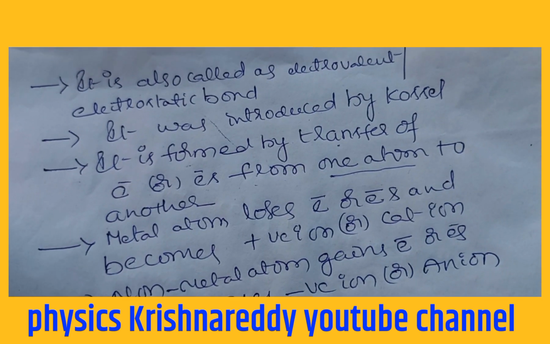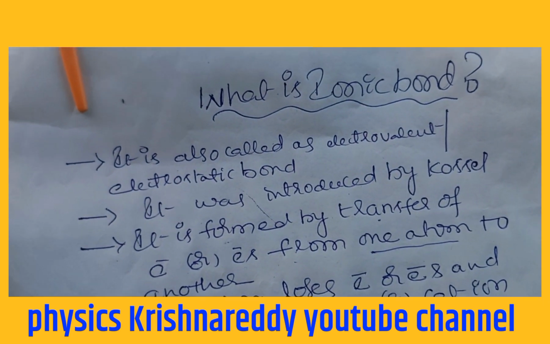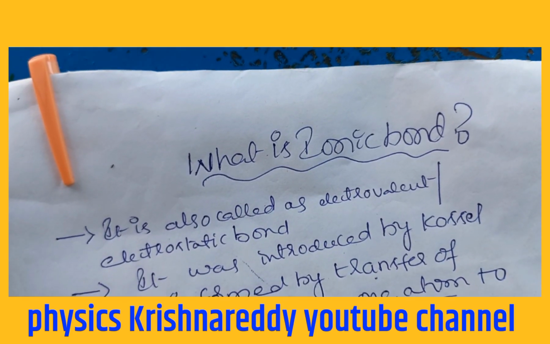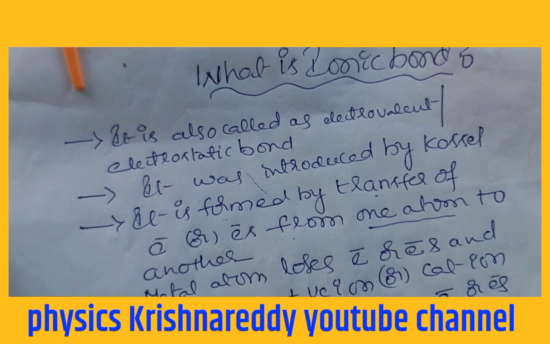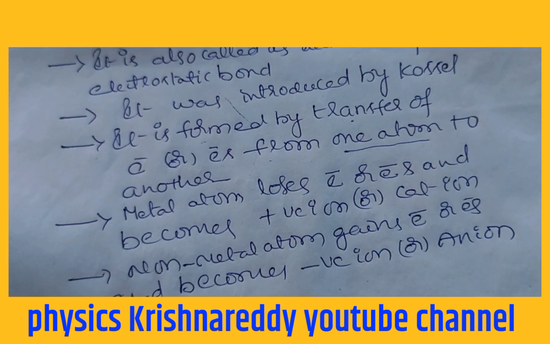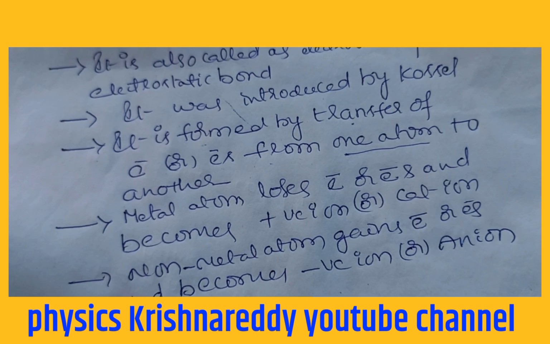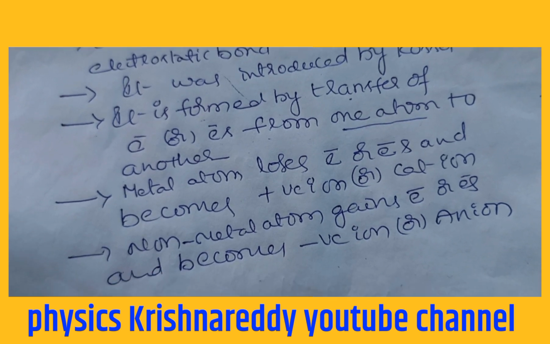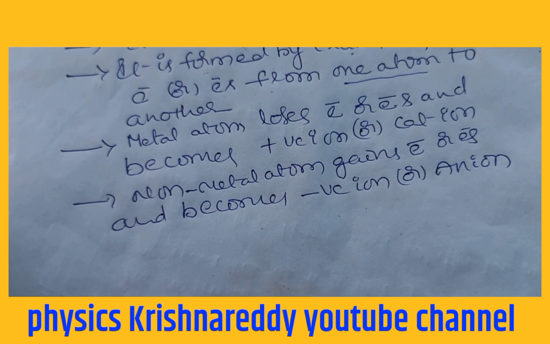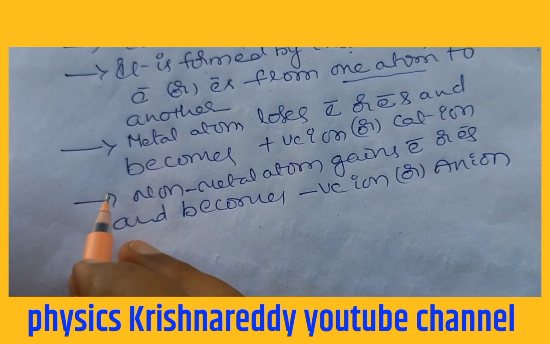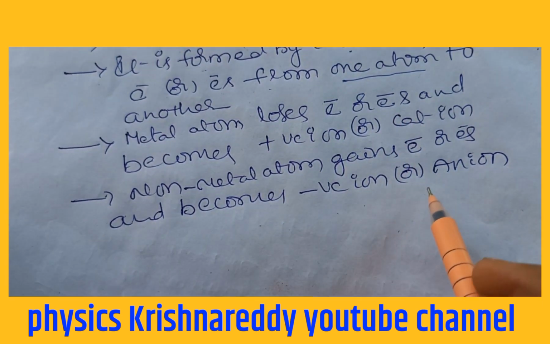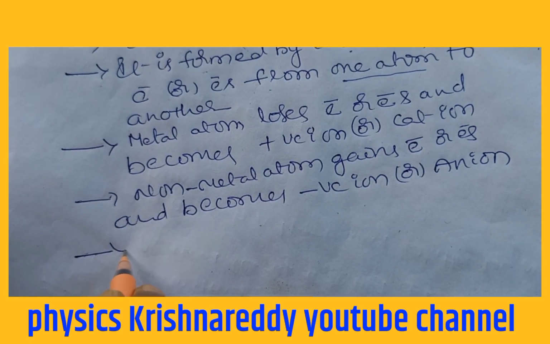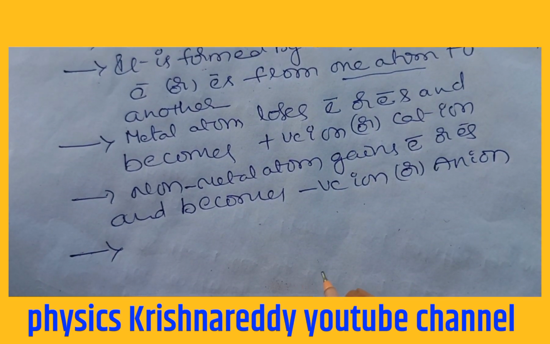So in the case of ionic bond, metal and non-metals participate in the chemical reaction. So metal atom loses electron, that is, metal atom transfers electrons, and non-metal atom gains electron. So now both will become oppositely charged ions, that is, one is a cation, another one is an anion. So now between them electrostatic force of attraction takes place.